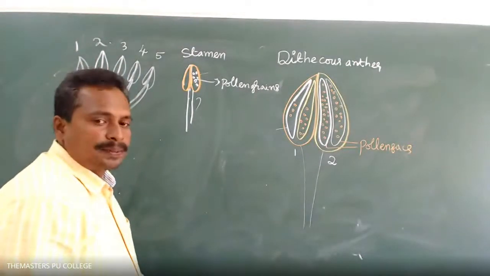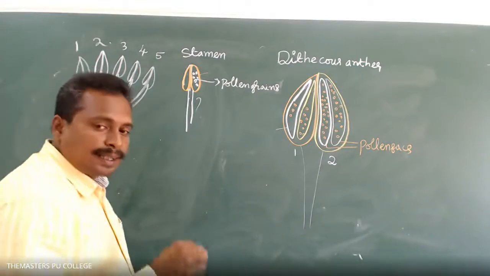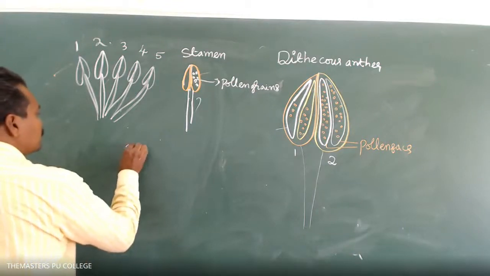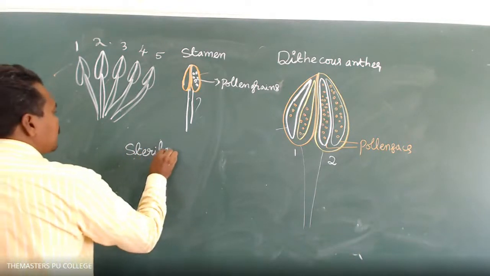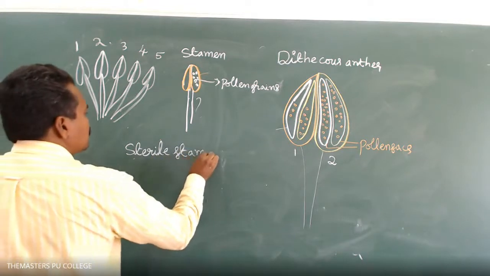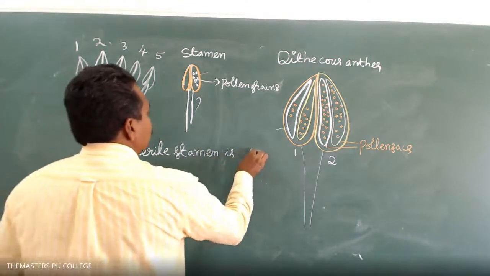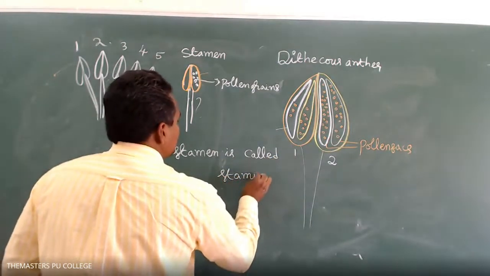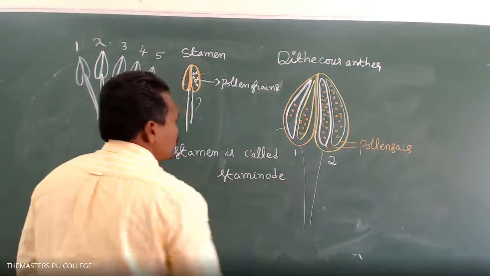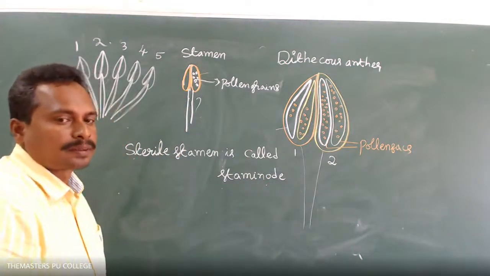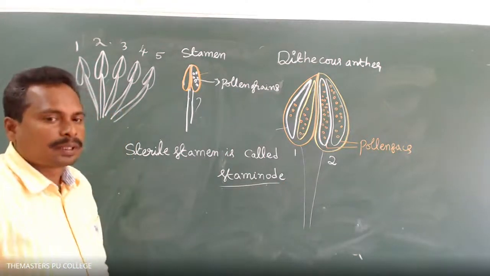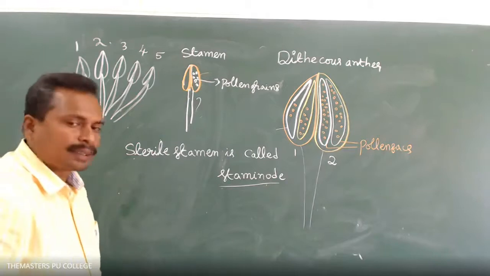In some plant species, flowers have sterile stamens. The sterile stamens are called staminodes. Sterile stamen is called staminode. From the theory, subjective point of view, this is a one mark question. What is staminode? Sterile stamen is called staminode.